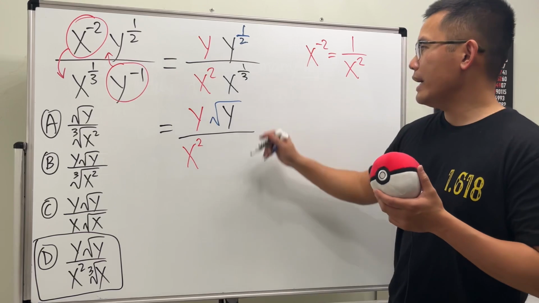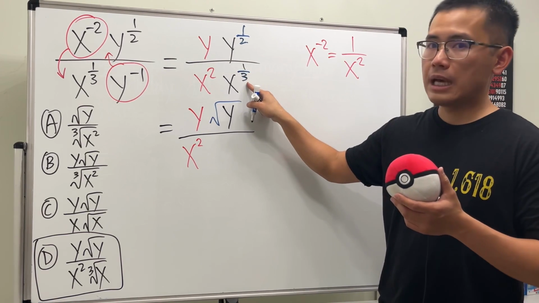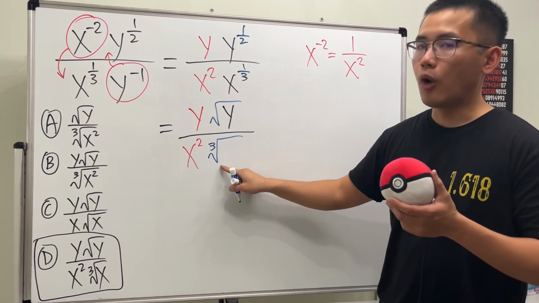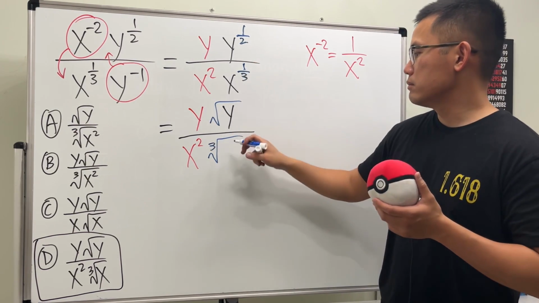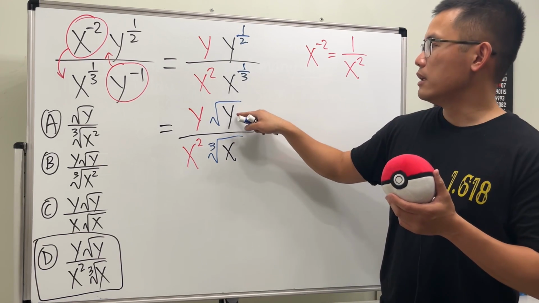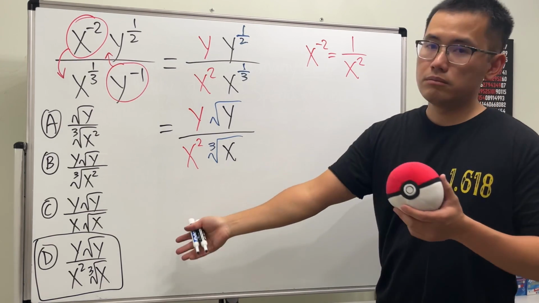And then here we have a 1/3 power. The 3 becomes the index of the root. So it's the cube root, like so. And then of course 1/3, right? So just x to the first power. And earlier, it's just y to the first power. So that's it. Done deal.